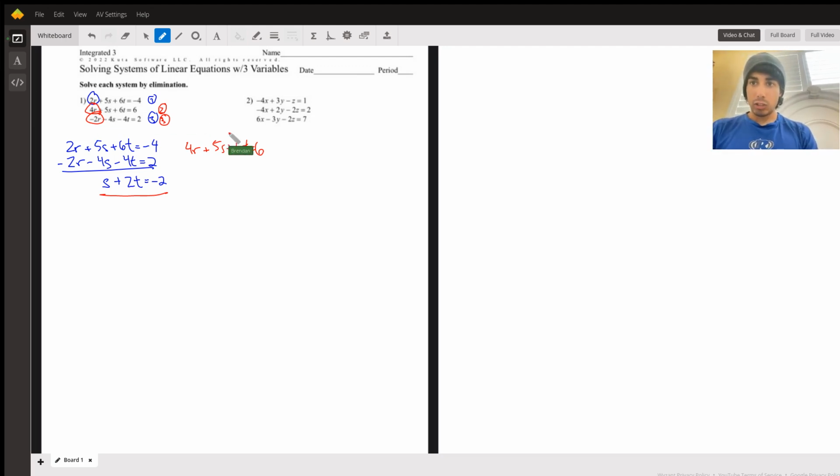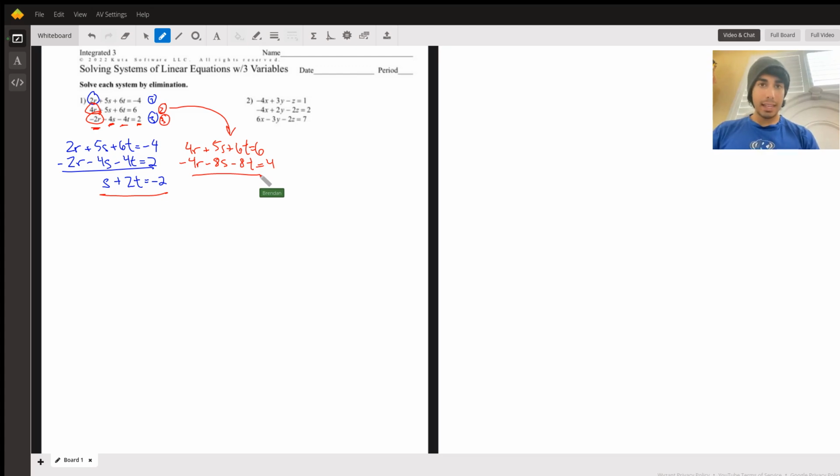Okay, so here's equation 2. I've already copied it down. And down below it, I'm going to write equation 3 multiplied through by 2 on both sides. So I got -2r times 2, -4r. I got -4s times 2, -8s. I've got -4t times 2, -8t. And then I've got 2 times 2, so that means equals 4.